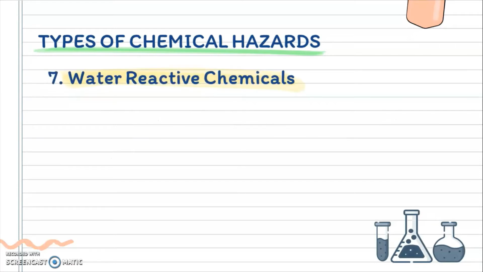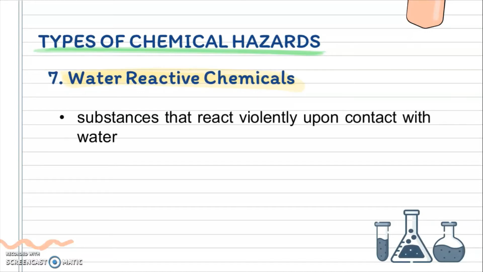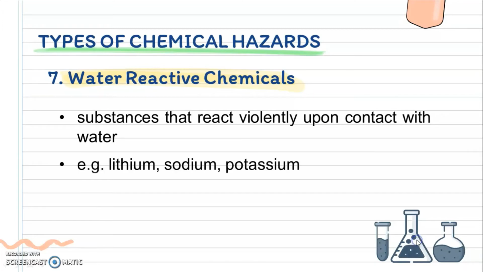The last type of chemical hazard is water-reactive chemicals, which are substances that react violently upon contact with water. Kaya once na nagkaroon ng sunog, hindi basta-basta pwedeng buhusan ng tubig. Kasi baka yung nasusunog is water-reactive, and sa halip na mapatay yung apoy, is mas lalo pang lumaki. A special type of fire extinguisher is used for water-reactive chemicals. Some examples of water-reactive chemicals are lithium, sodium, and potassium.